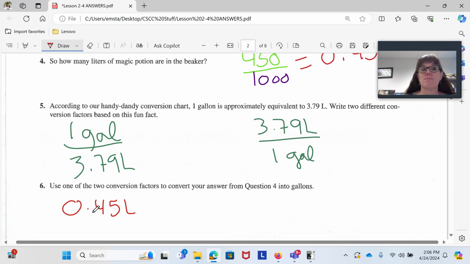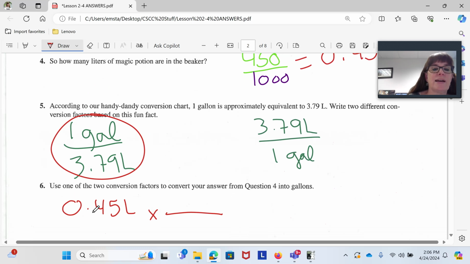So the question is, which conversion factor do I want? Well, I have liters on top. I want liters to cancel out. So where does liters need to go? On the bottom. So it's going to be that first conversion factor. So I'm going to multiply this by 1 gallon over 3.79 liters. Just like before, I'm going to multiply everything on top and write it down. That one's not too bad. 0.45 times 1 is 0.45.